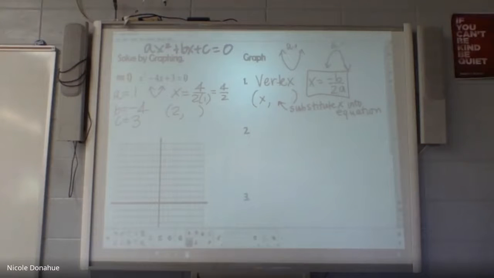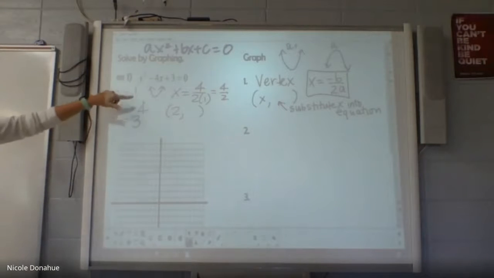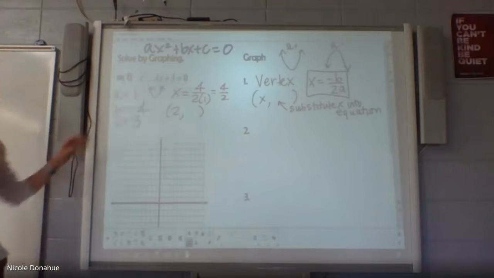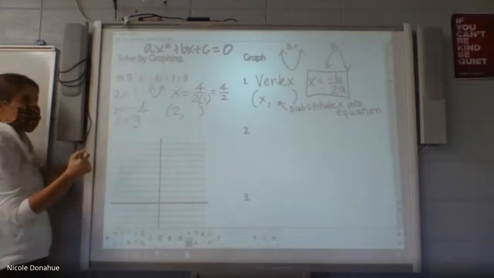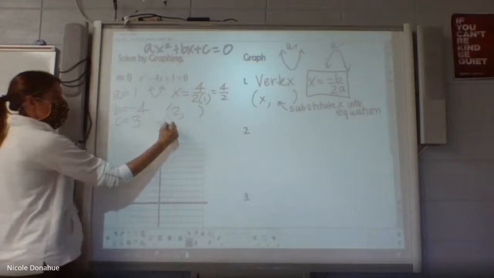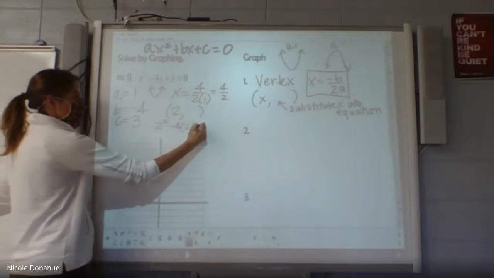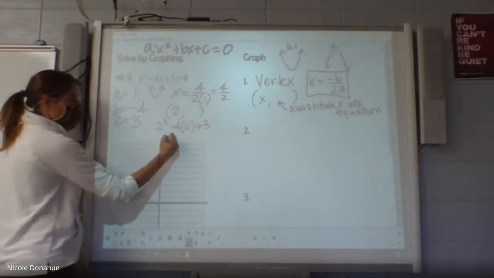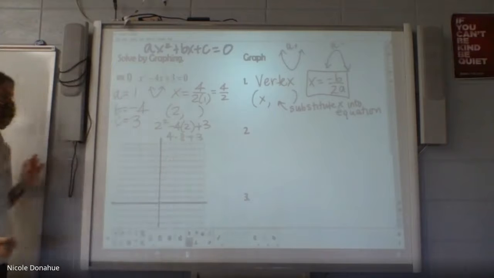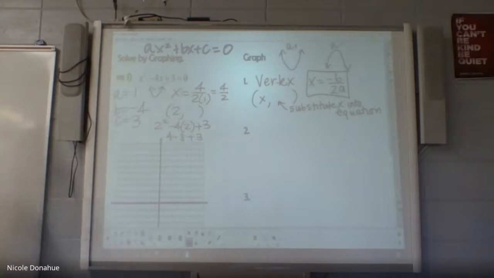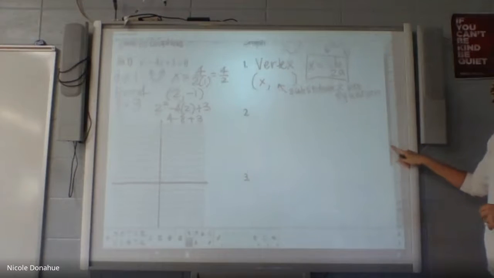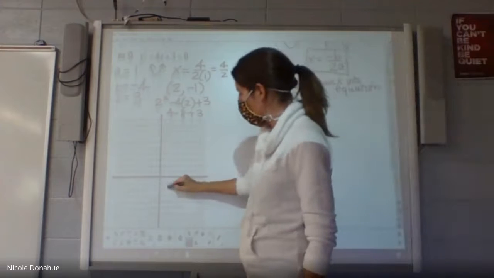Once I know that 2, I have to take that 2 and substitute it in to find my y coordinate. I can just put it in here. I know this equals 0 because we're trying to solve it. That's essentially how we find our y. So I'm going to have 2 squared minus 4 times 2 plus 3. 4 minus 8 plus 3, which is negative 1. So I can put that dot on the graph. 2, negative 1. That's my vertex.